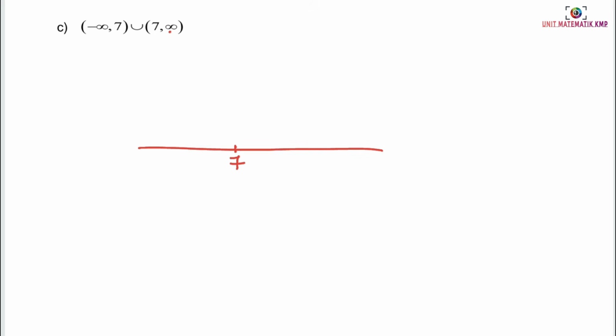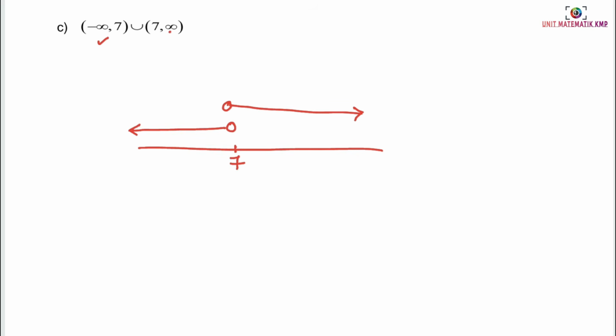Next step, represent the first interval on the number line. So we draw from number 7 to the left. At number 7, we draw an empty circle because number 7 is not included. Next interval from 7 to the right. Number 7, empty circle because the number 7 is not included.